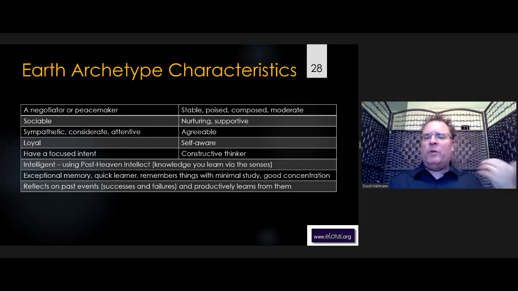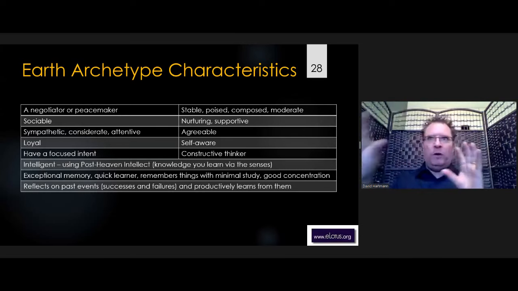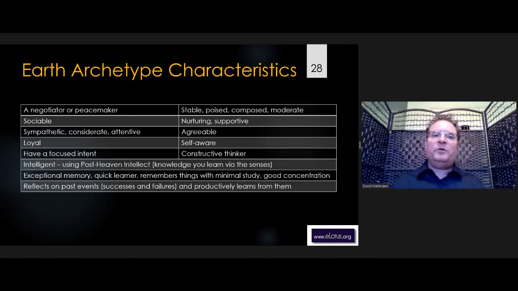They use more the post-heaven intellect. A lot of the senses are being activated all the time for them. We'll talk about that more in detail a bit later, but it's knowledge you learn via the senses. So they're spotting what's going on through the use of their senses. Exceptional memory, quick learners. They remember things with minimal study, good concentration.